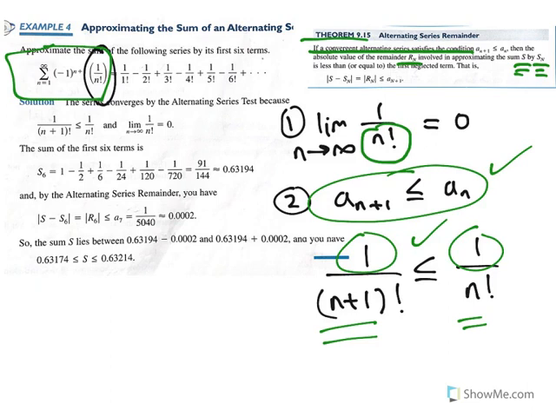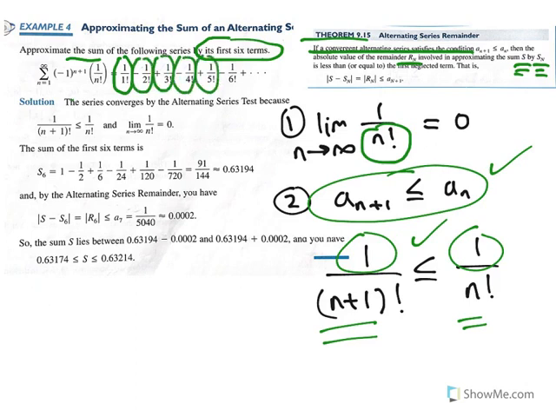We can approximate the infinite sum by adding the first n terms to get an nth partial sum. And in this particular problem, it states approximate the infinite sum of this convergent alternating series by its first 6 terms. In other words, by finding its 6th partial sum. So how do we find the 6th partial sum? We just add these 6 terms. 1, 2, 3, 4, 5, and 6.